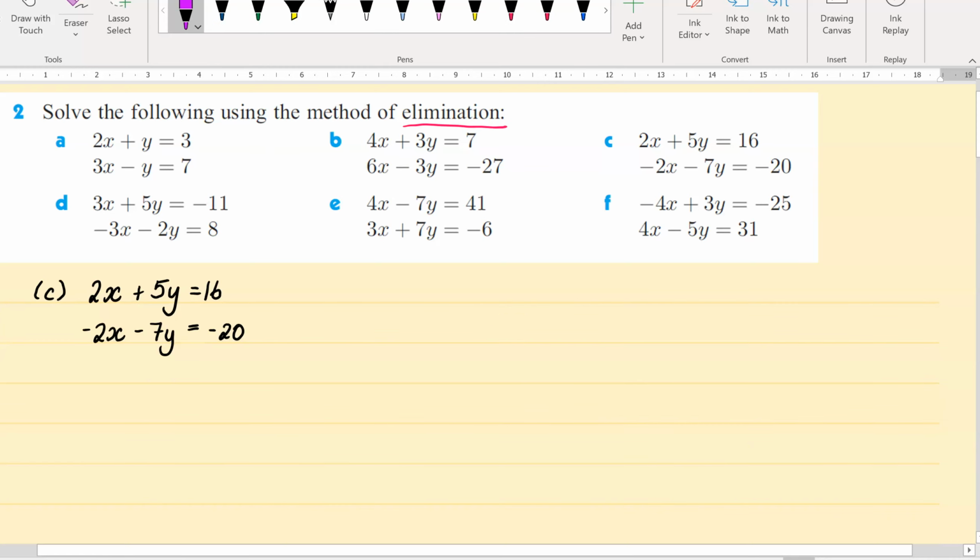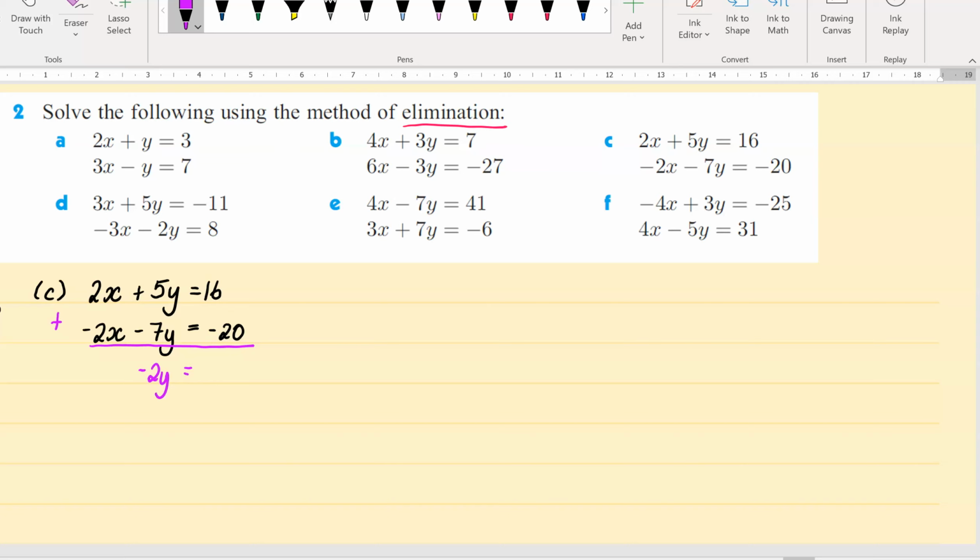Alrighty, part C. They've switched this one up because this time the y's don't have the same number in front, it's the x's. So again, once again, are we going to add or subtract? We're going to add because 2 plus negative 2 disappears. So no x. 5 plus minus 7, so 5 take 7 is minus 2y. I'm going to go through these reasonably quickly now because hopefully you've got the hang from A and B and now you're just checking. 6 plus negative 20, so 16 take 20, that is minus 4.